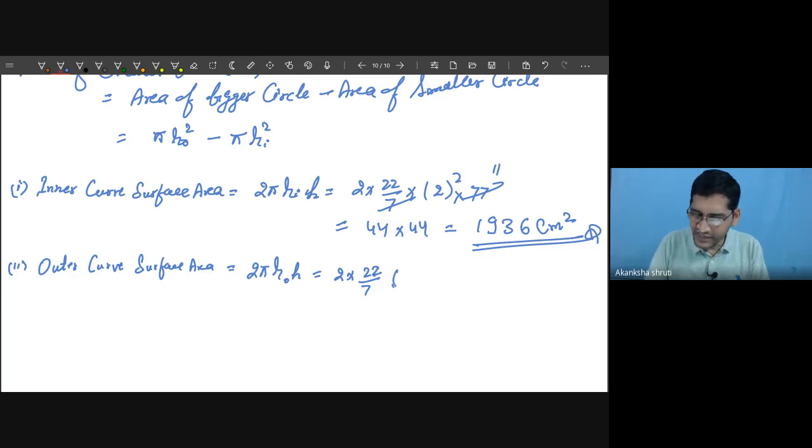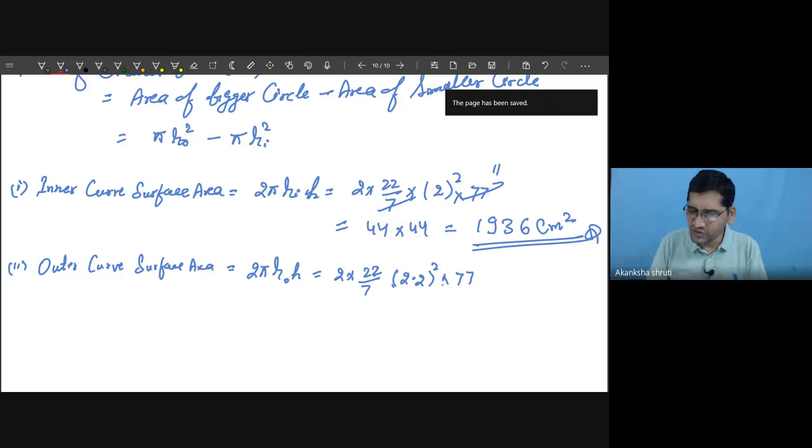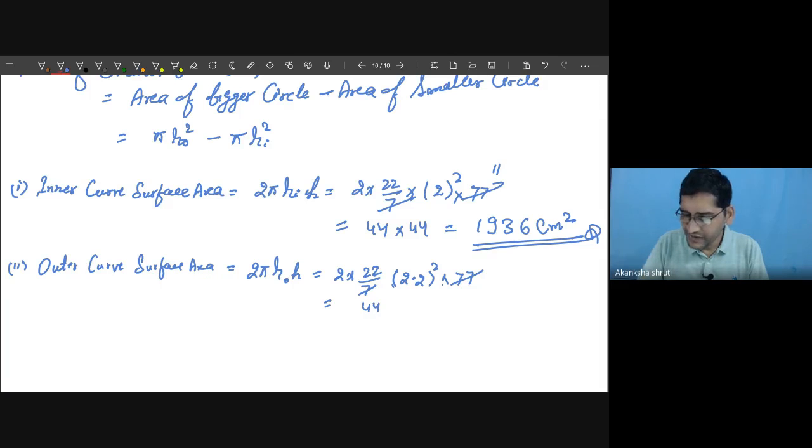This time into our outer radius 2.2. Very good, 2.2 square into 77. So the values you have to substitute carefully. So it becomes 44 into, how much? 11 or... into 2.2, we may first make it a square. You will get this as 4.84. Multiply this by the 11.